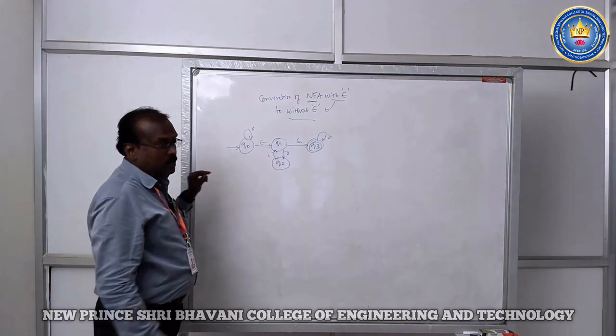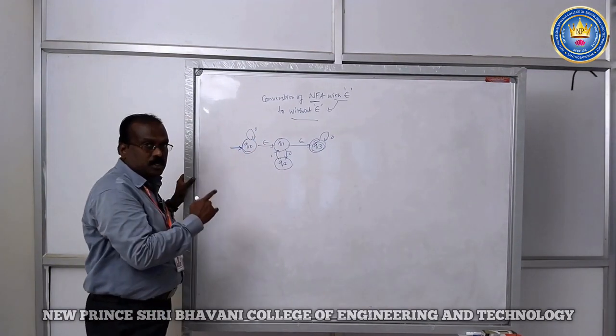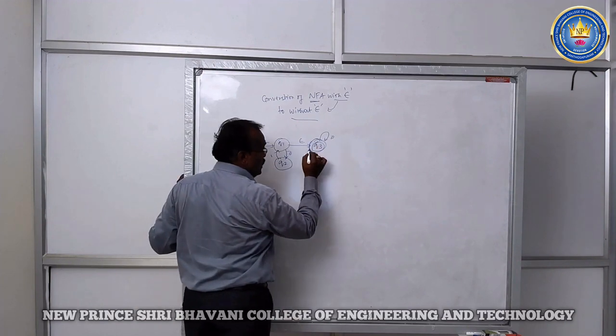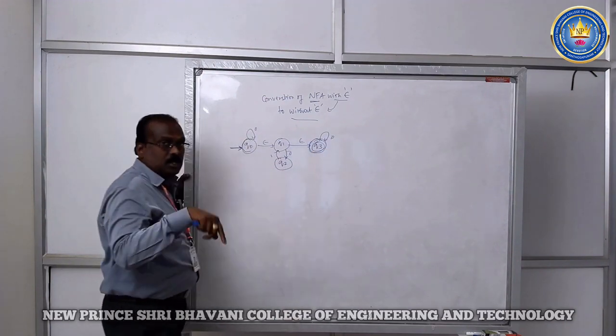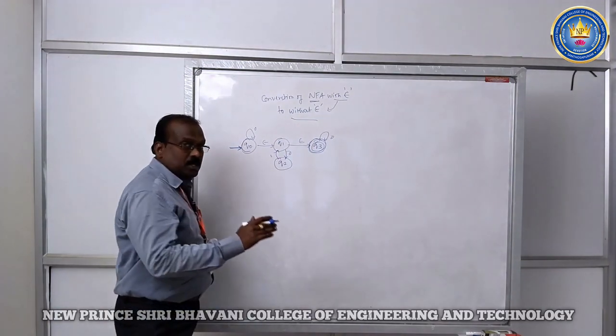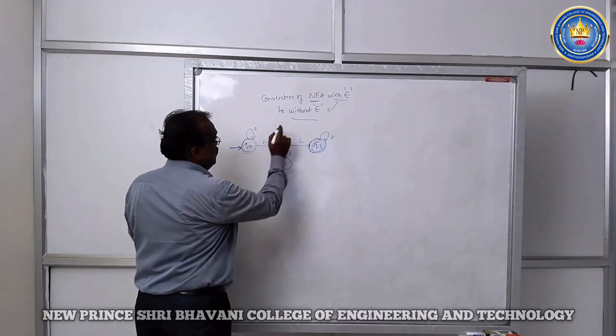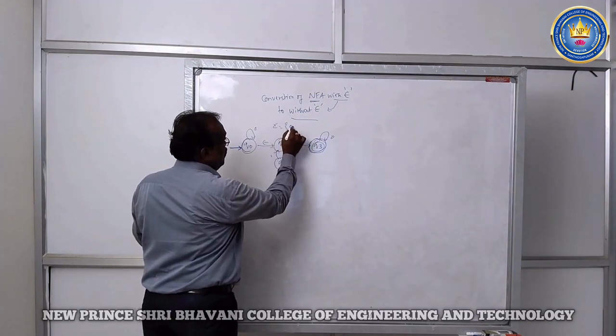So which one is the initial state? Q0 is the initial state because this arrow mark indicates the initial state, and this is a final state, indicated by a double circle. The double circle indicates the final state. Final state means everything should be stored there, right? So how many input symbols are here? 0 and 1. So 0 and 1 are the two input symbols.